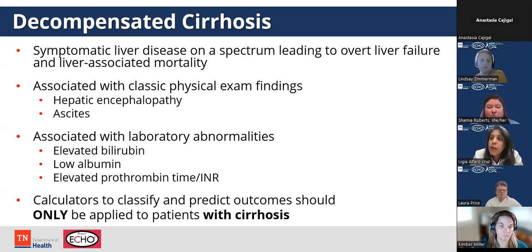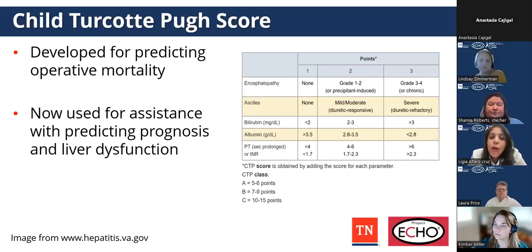Now, it's important to know that we have calculators to classify and predict outcomes, but they should only be applied to patients with cirrhosis. And that's when the Child-Turcotte-Pugh score can help us a lot to see where we are. So next slide, please.